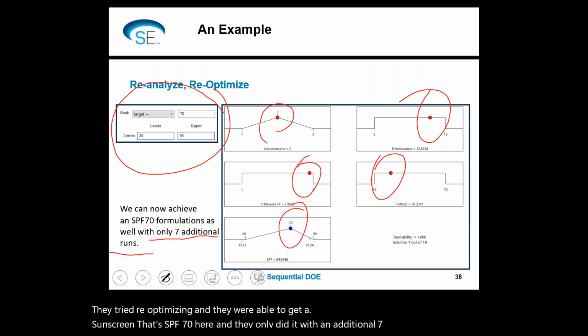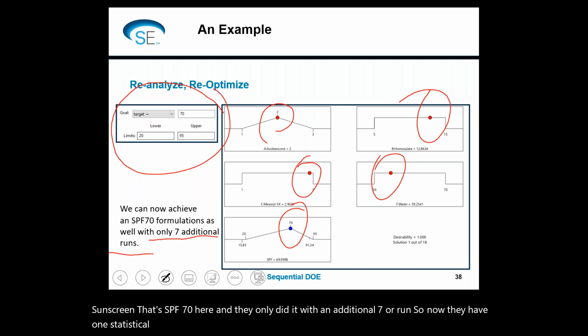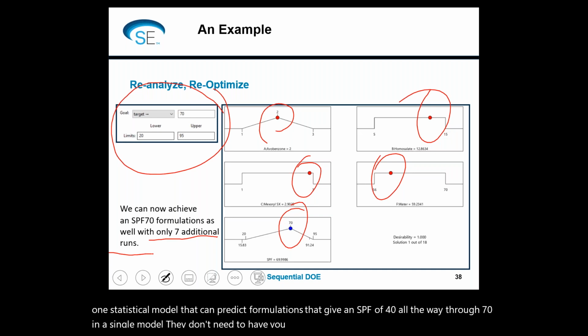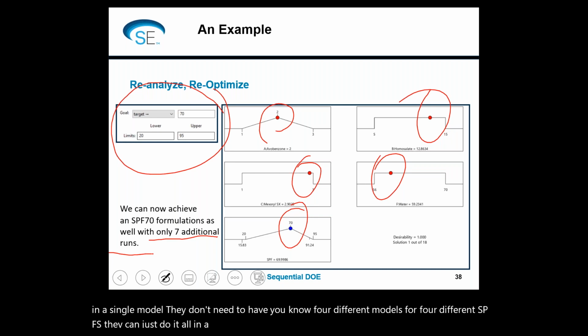So now they have one statistical model that can predict formulations that give an SPF of 40 all the way through 70 in a single model. They don't need to have 4 different models for 4 different SPFs. They can just do it all in a single model here.